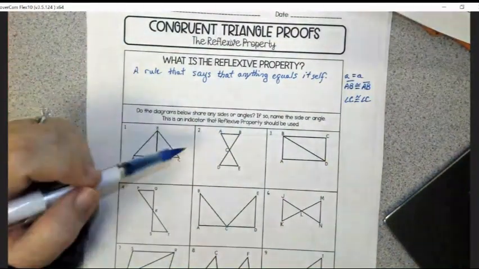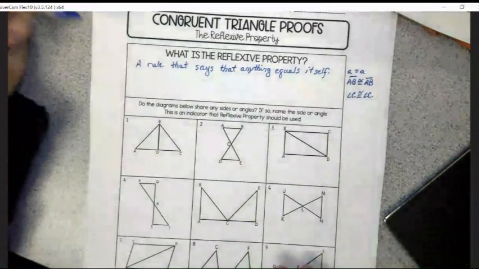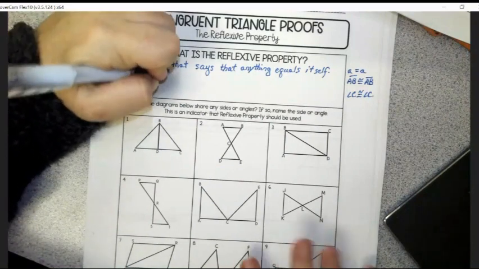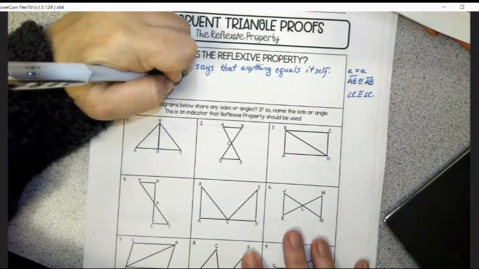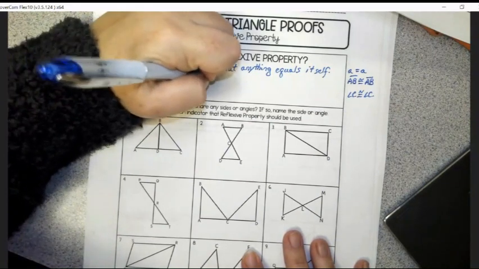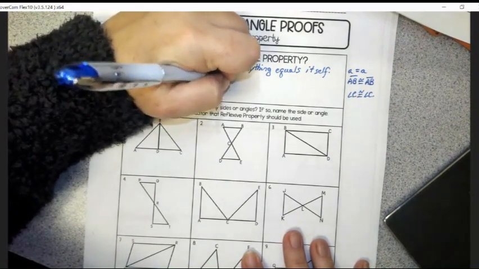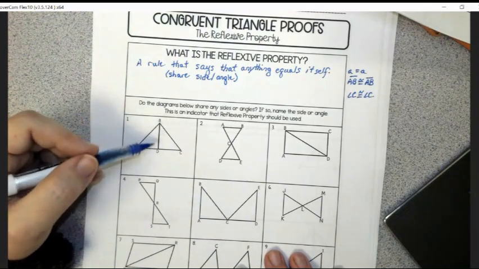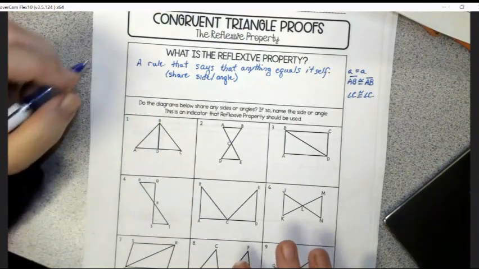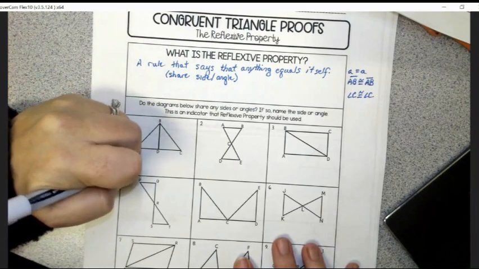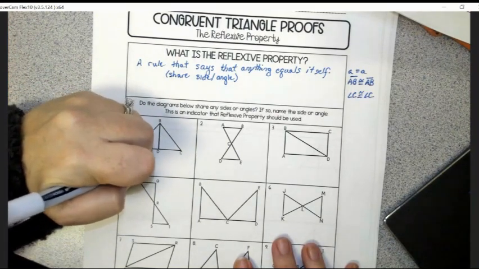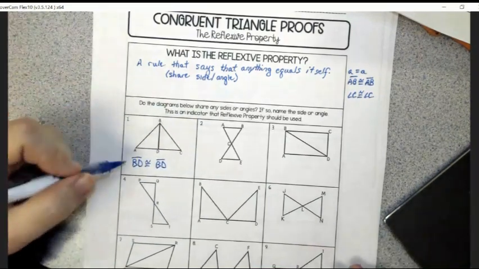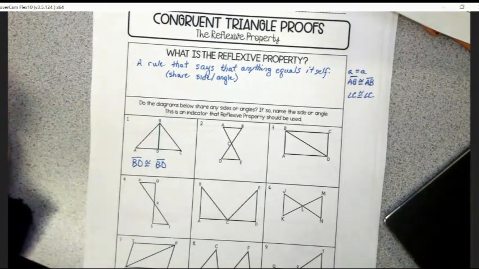Okay, so in the diagrams below, we're going to look for anything that could use the reflexive property. So what you're going to look for is anything that has two shapes that share a side or an angle. Okay, so in this very first one, you can see that these two triangles share this side BD. So I'm going to write side BD is congruent to side BD. That's what we're going to write when we write our proof to show that that side equals itself.